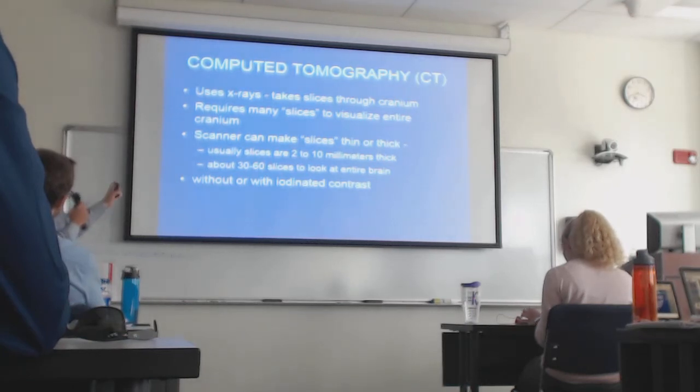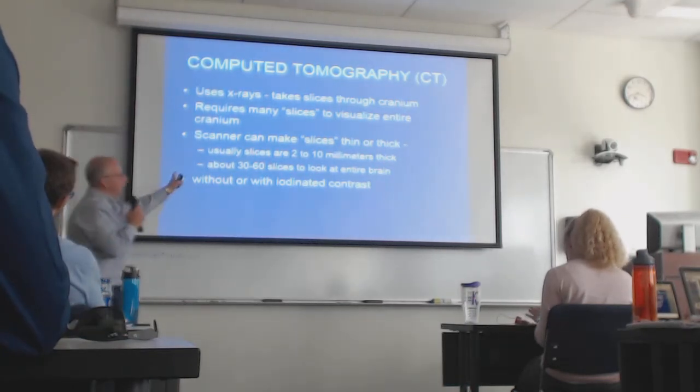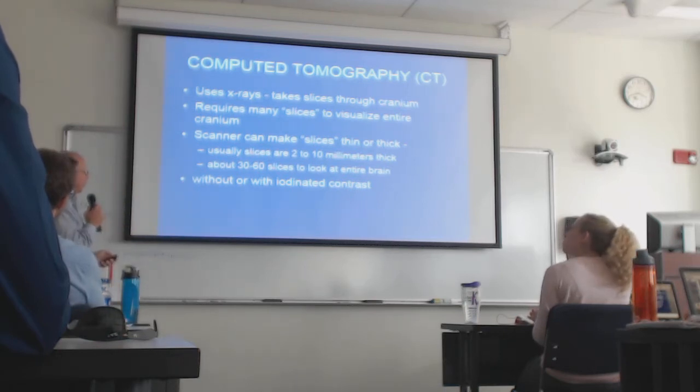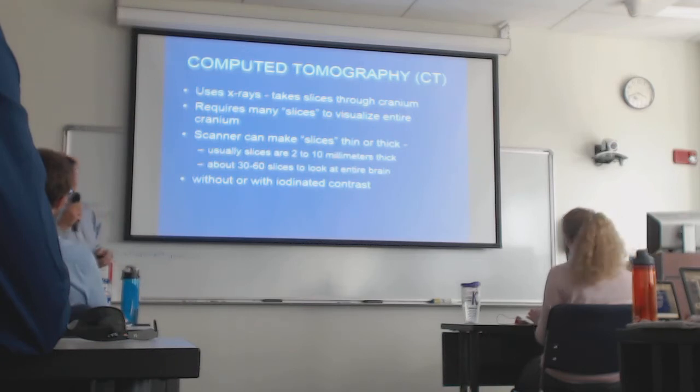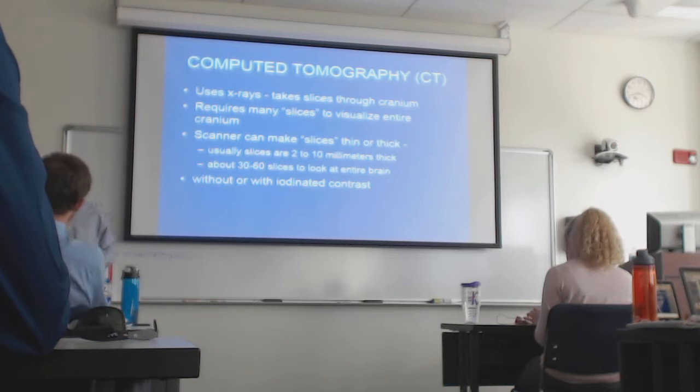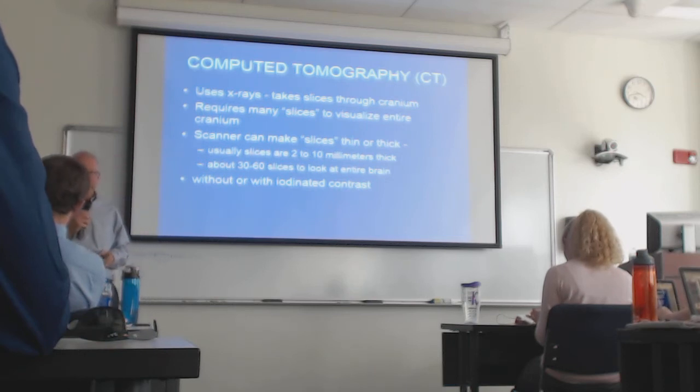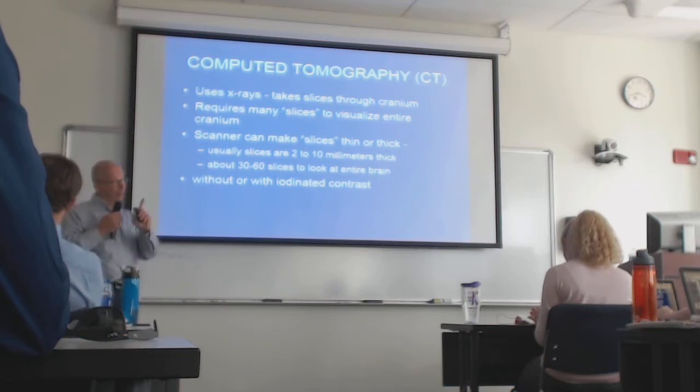So we make these slices, 30 to 60 slices of an entire brain, probably a little lower than that, but that's okay. And we can choose to either do the scan without injecting any IV contrast, or we can give IV contrast and light up certain tissues inside the brain and the vessels. Most head CTs are done without IV contrast. There are very few reasons to use IV contrast anymore now that we have MRI, which is much more sensitive for certain things, but not blood, right?